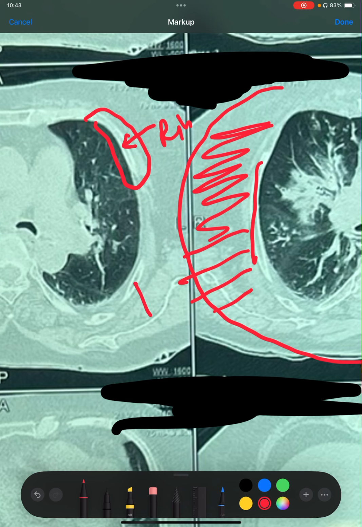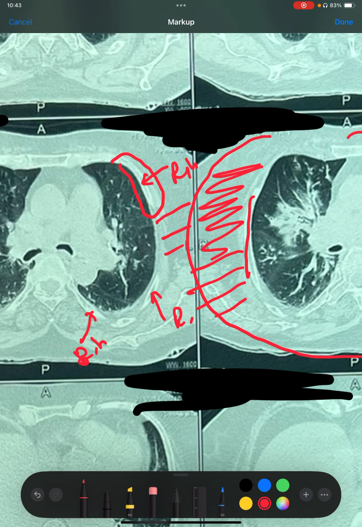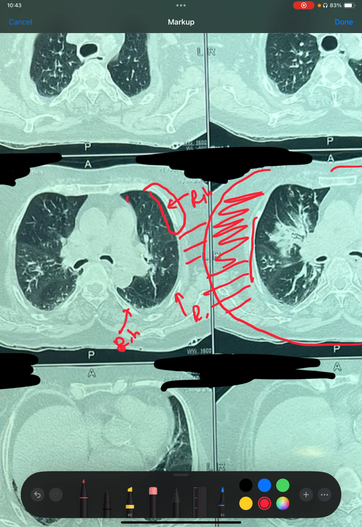This is rib, dense white. This is rib. So outside this rib is all fat, and the lung appears so small. Just see the mediastinal portion appears much larger compared to the left lung.